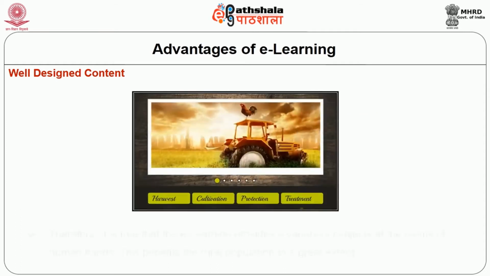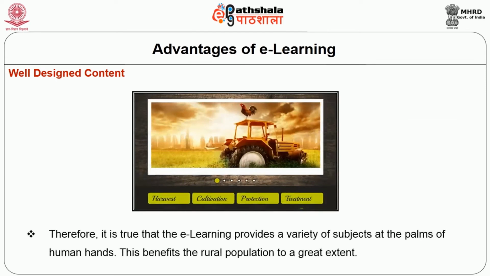For example, if a farmer wants to plant food grains in his land, he can use the materials in the form of videos about it. Similarly, if a milkman wants to know the method of preserving the milk, there are audios and videos about it. Therefore, it is true that e-learning provides a variety of subjects in the palms of human hands. This benefits the rural population to a great extent.